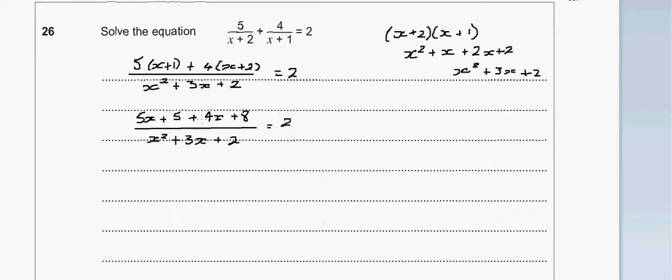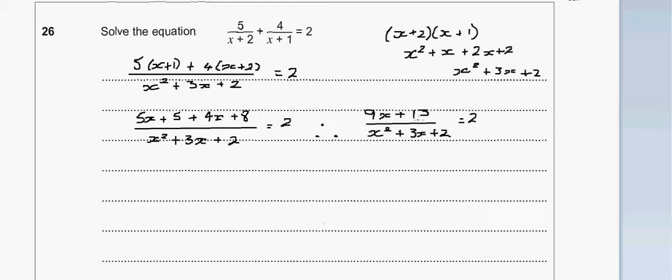Now this can be simplified, so I therefore have 5x plus 4x is 9x, 5 plus 8 is 13, and this is still all over the quadratic x squared plus 3x plus 2, and this still is equal to 2.